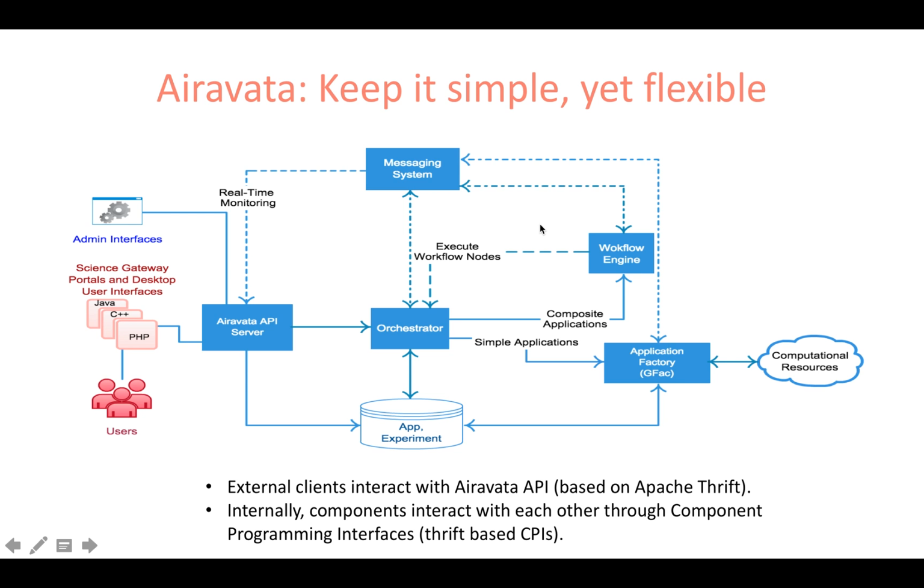A couple of other components to draw your attention to. One is the messaging system. This is where the components communicate with each other. We implement this with RabbitMQ. We can also accommodate external messaging, which might come from remote resources that also can publish AMQP compatible messages, and we can also use the message system to send out messages to clients external to Aravatha that also subscribe.